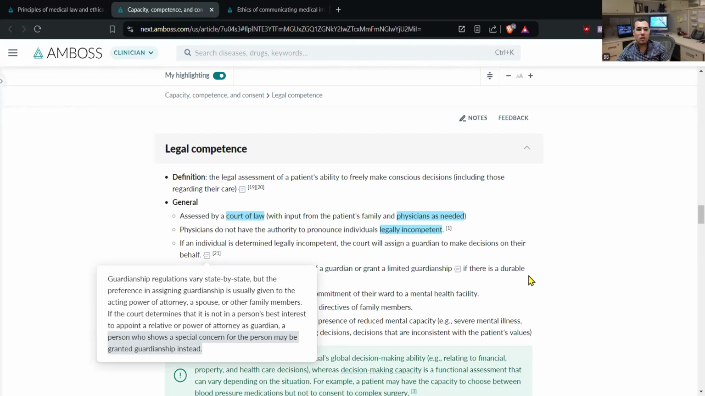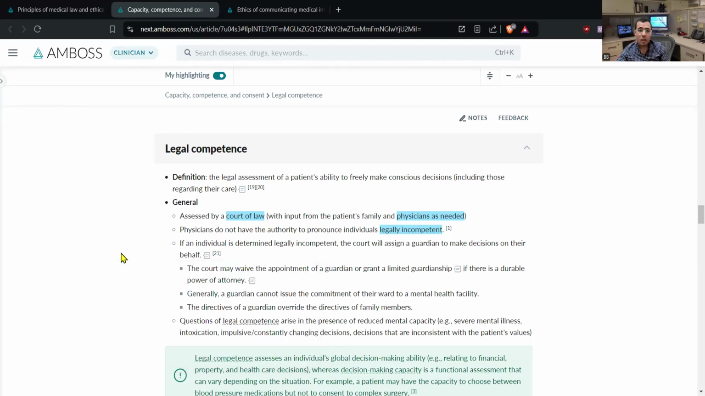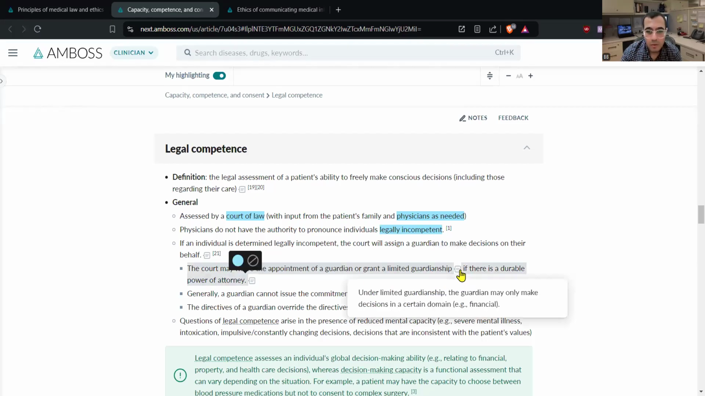Okay, this is for clinicians, not important for the USMLE exams. But I want you to know everything: you will not assume that patients are legally incompetent, and this is determined by a court of law. The court may waive the appointment of a guardian or grant limited guardianship if there is a durable power of attorney. The court is free to make its own decision. Under limited guardianship, the guardians may only make decisions in certain domains, like financial, but not big decisions.